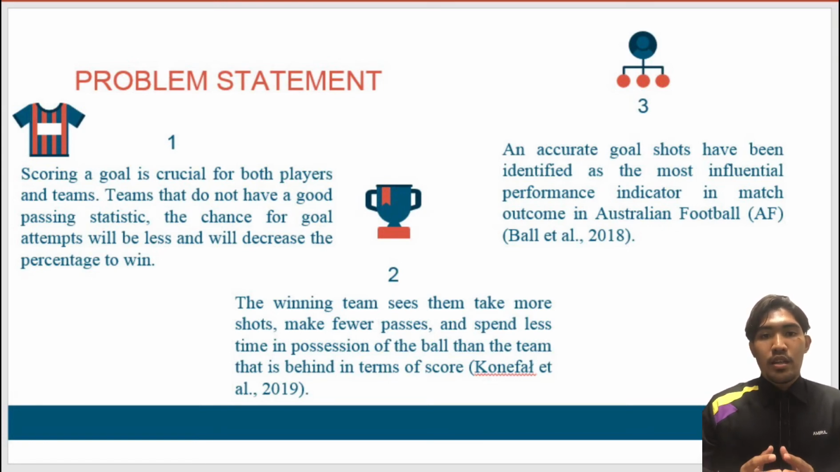Besides that, there are studies stating that accurate goal shots have been identified as the most influential performance indicator in match outcome in Australian football. This means that the proper shooting technique applied in a football match has the highest chance to win the match. Therefore, the study aimed to know whether the frequency of attacking variables affects the team or not, and whether or not the attacking and ball distribution indicators have an impact on football team performance.